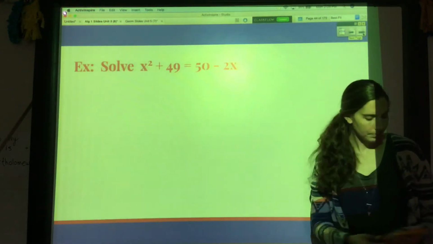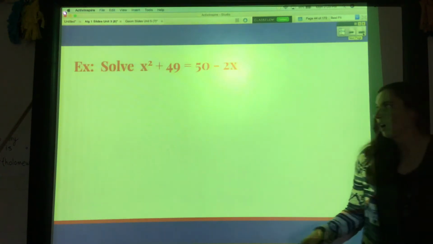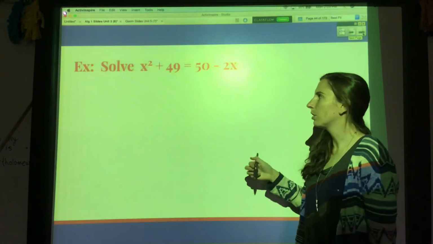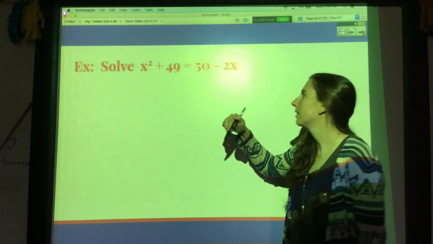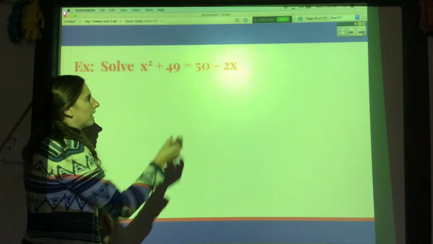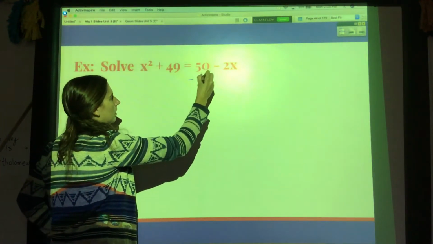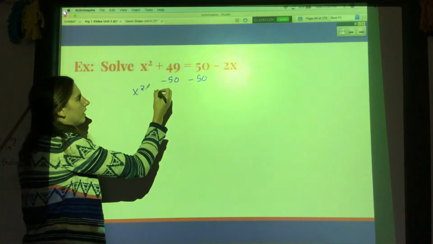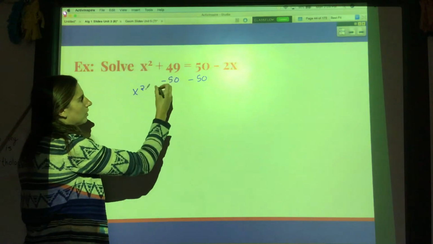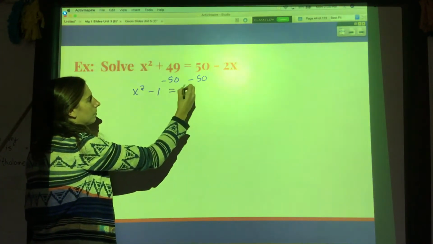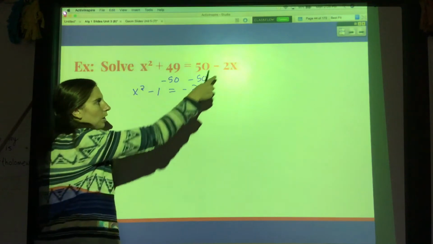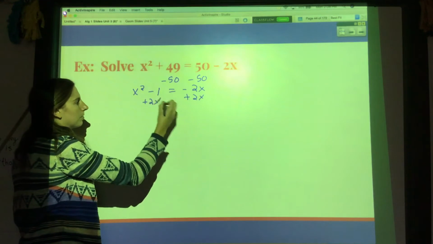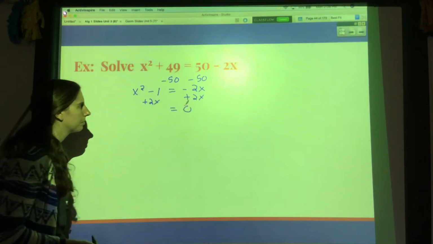Let's try another one. You'll notice on this one, it's kind of hard to identify what the A, B, and C are because everything's kind of jumbled. So the first thing I want to do is move it all to the same side. It doesn't matter which side you pick, I'm going to move it this way. So subtract 50 from both sides. So I've got x squared, 49 minus 50 is minus 1. And I'll also add 2x to both sides to move it over here. So now I just have 0 left.